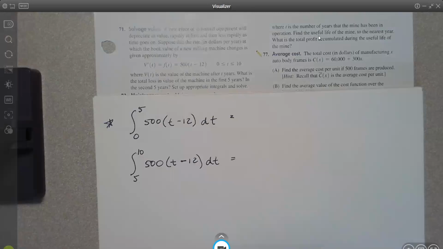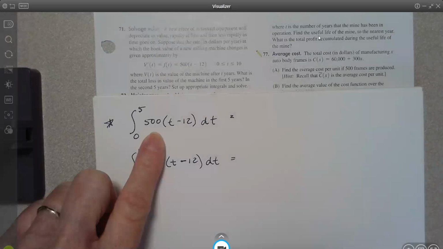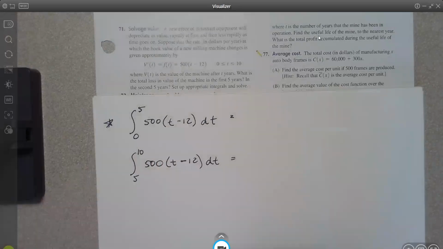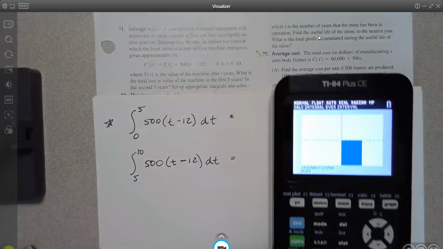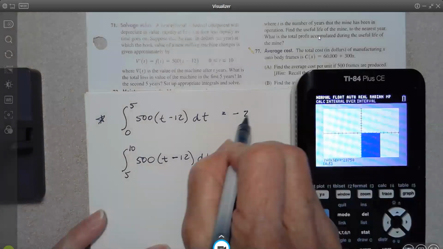Now, it's all right that you don't see it, just knowing that it's there. But this one would have a y-intercept of 0, that would be negative 6,000, I believe. So you don't have to see it, but it is there. And that is what I came up with on my calculator. Did anybody else get that? Yeah, 23,750. And it says that this was in dollars.